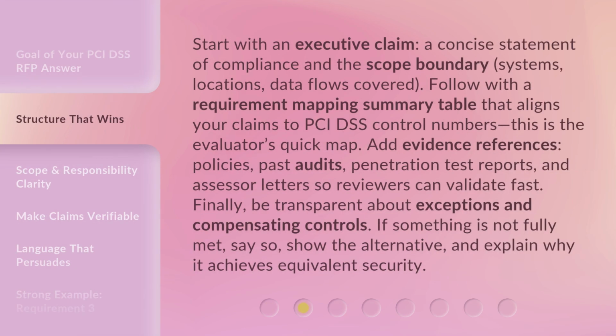Start with an executive claim, a concise statement of compliance, and the scope boundary: systems, locations, data flows covered. Follow with a requirement mapping summary table that aligns your claims to PCI DSS control numbers. This is the evaluator's quick map. Add evidence references: policies, past audits, penetration test reports, and assessor letters so reviewers can validate fast. Finally, be transparent about exceptions and compensating controls. If something is not fully met, say so, show the alternative, and explain why it achieves equivalent security.